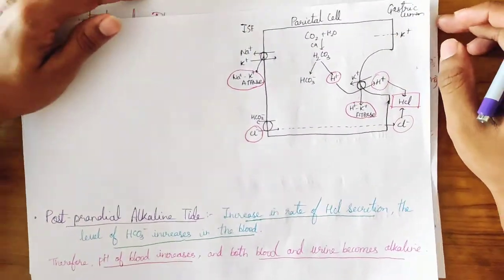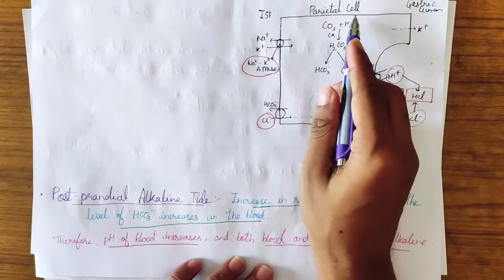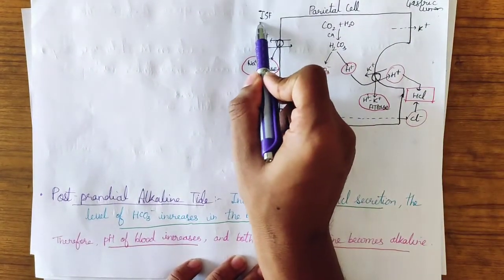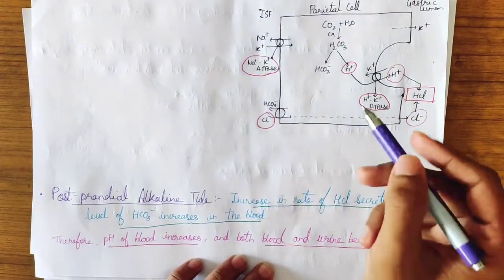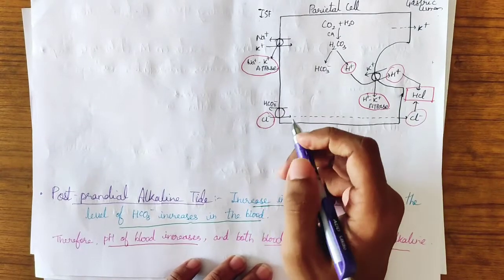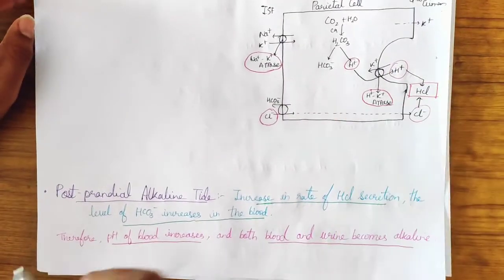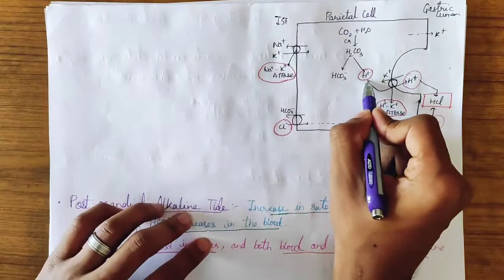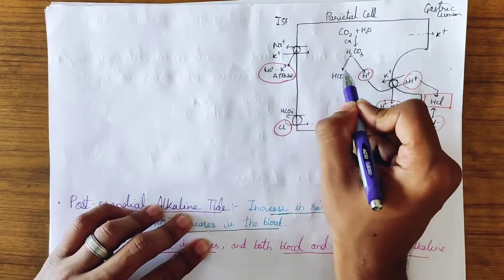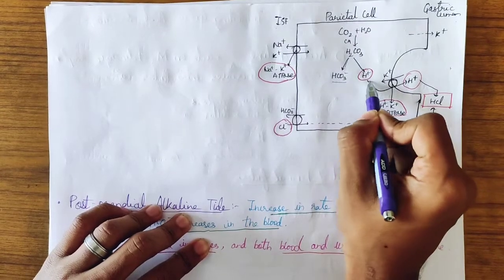So this is the diagram of the gastric cell, that is the parietal cell. This is the gastric lumen and this is the interstitial fluid. The main components of HCl are H+ and Cl-. So from where is the H+ produced? The H+ is produced due to the decomposition of H2CO3, which gives rise to HCO3- and H+.